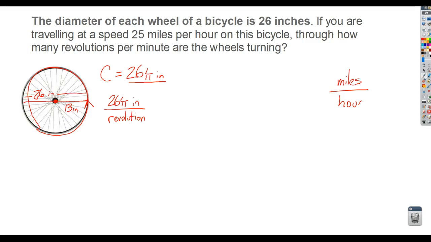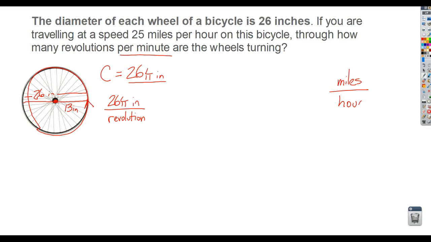Now what we need to do with this is convert this to miles per hour. In this case, we know that it's actually 25 miles per hour, and we want to know how many revolutions per minute we're going to do. So we have 25 miles per hour, and what we need to get it to is basically inches, so that we can find out it is per minute.